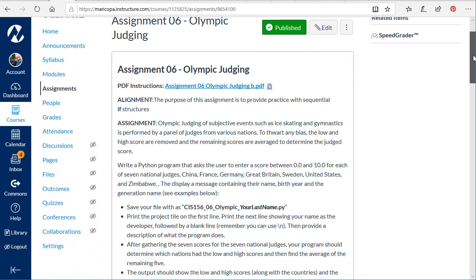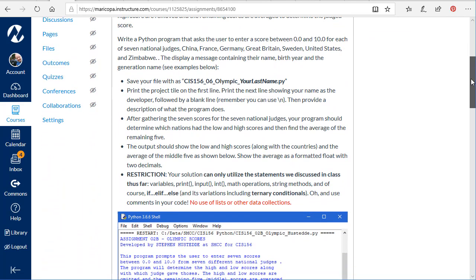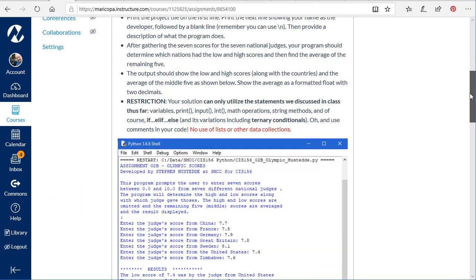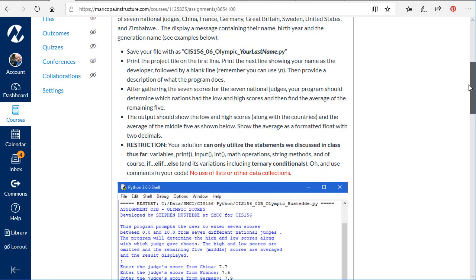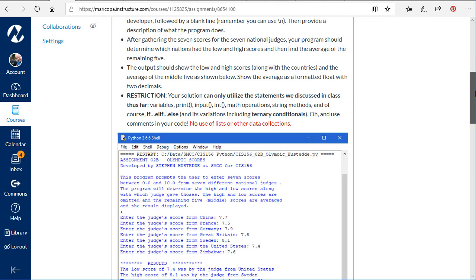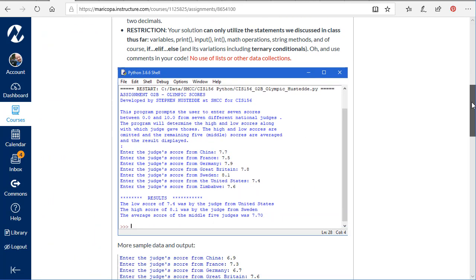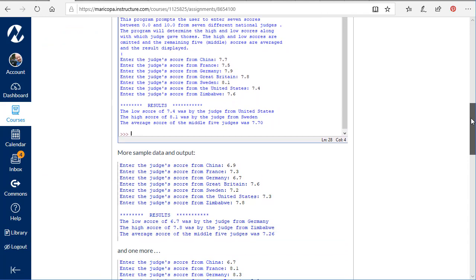We're going to find the high and low scores of 7 judges and then find the average of the remaining 5. So the idea there is to throw out the highest and lowest and just take the middle 5, find the average of those, and that would be the athlete's score. I give some examples here.